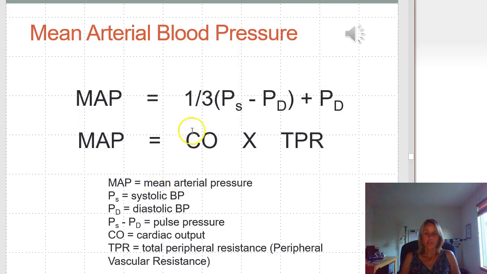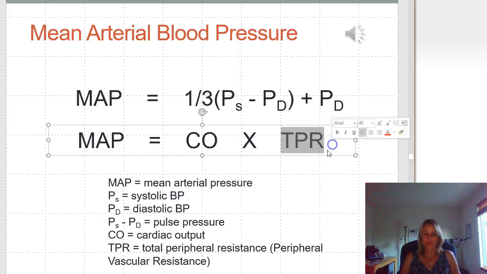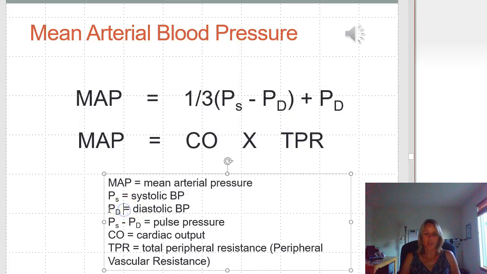In general, changes in cardiac output are going to be reflected as changes in the systolic blood pressure, and changes in the total peripheral resistance are going to be reflected as changes in the diastolic blood pressure. So let's look at those factors that affect cardiac output and total peripheral resistance.